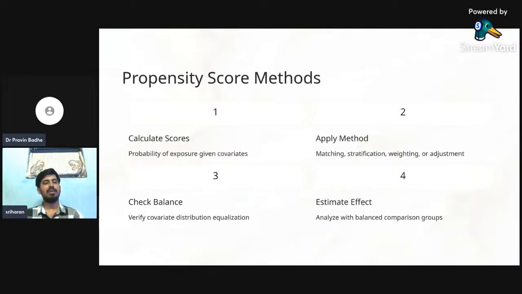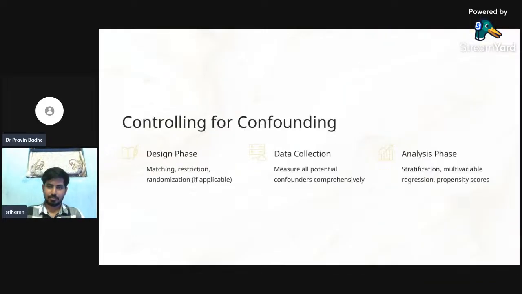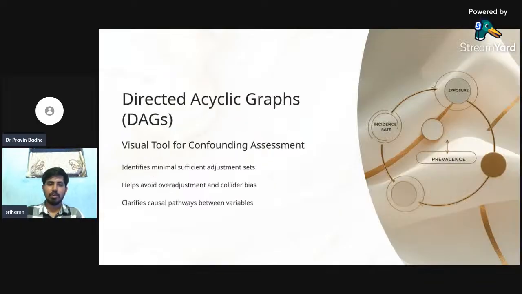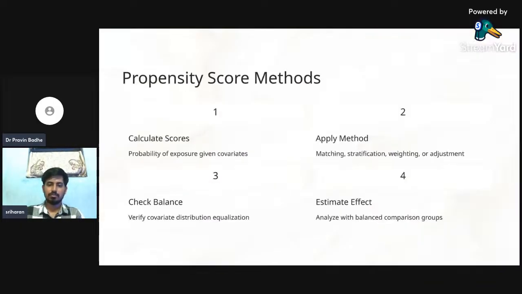Another one, as we said previously, in the analytical phase is the propensity score. The propensity score method is where, when we are doing research, the confounding factors should be distributed in a balanced way between exposed and unexposed groups. So using this method, we are balancing the confounding equally.